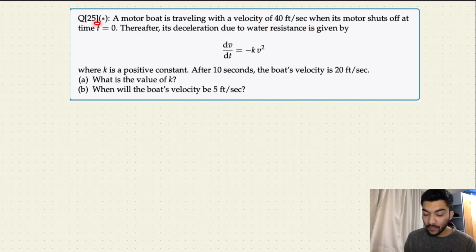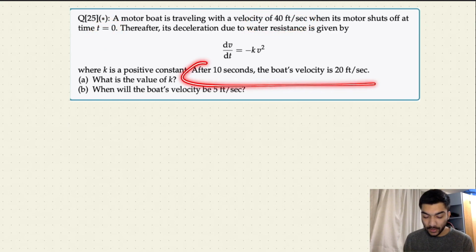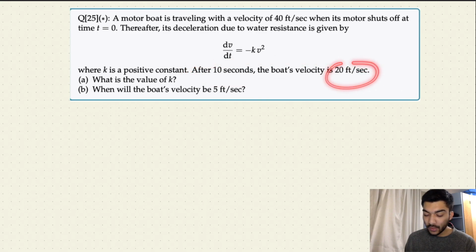And we have been also given an initial condition that when our time is equal to 0, our v is equal to 40 feet per second, right? And then after 10 seconds, the boat's velocity is 20 feet per second. So now based on these two conditions, we'll be easily able to calculate the value of capital C and also the value of this positive constant over here, the value of k. And once we have got the value of k, we'll proceed on to solving the b part of this question, which is to calculate the time when your boat's velocity is 5 feet per second. So that is again a similar type of question that we did in the last video.